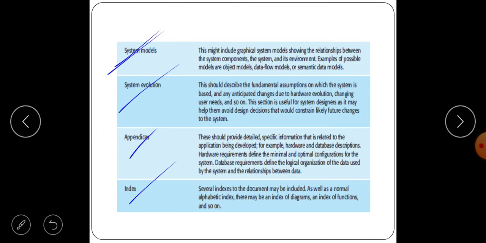Next, system models. What is this section going to explain? This may include graphical system models showing the relationship between the system components, the system and its environment. It means it's going to show the relationship between the system components, the system and its environment, like the OS, that is the environment. Okay.